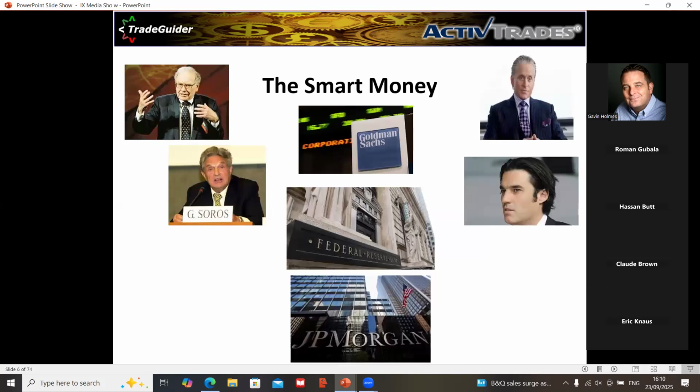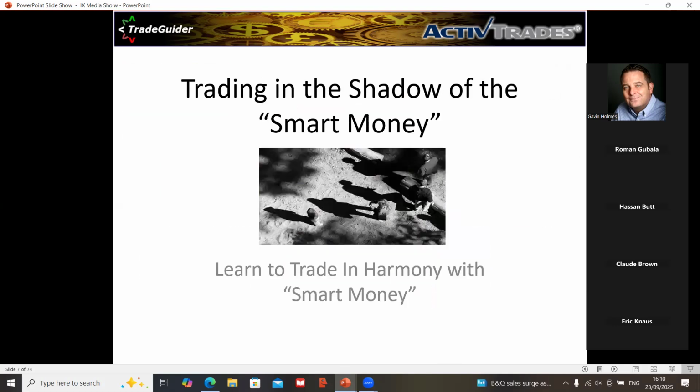So who are the smart money? Well, I'm not going to get into all this because ultimately I can change this slide. I've not changed it, by the way, but it doesn't matter. The bottom line is we're interested in understanding the footprints of the smart money. It doesn't matter whether you're Warren Buffett or Gordon Gekko or whoever you are. Don't worry about it. What we want to do is trade in the shadow of the smart money. So learn to trade in harmony with smart money.